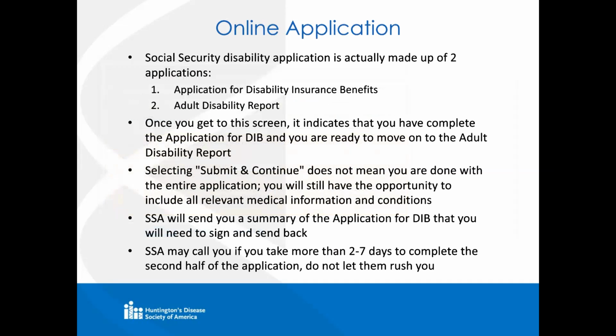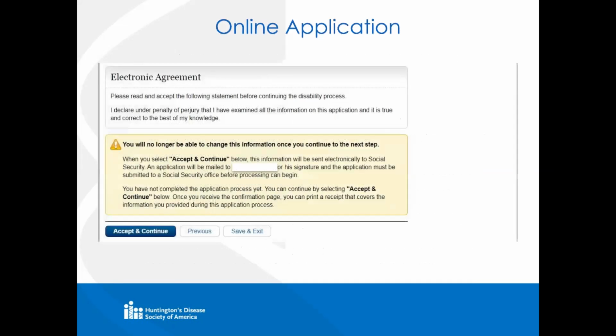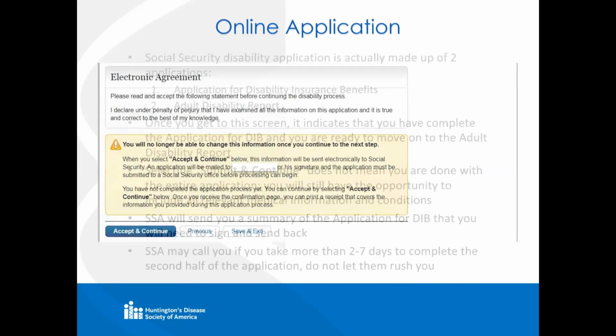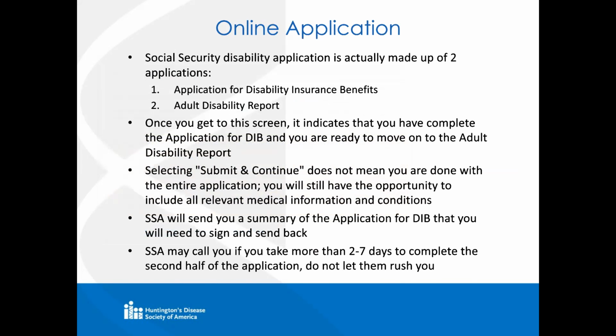But the Social Security disability application is actually made up of two separate applications: the application for disability insurance benefits, which we just went through, and the adult disability report. So once you get to this screen right here, it indicates that you have completed the application for DIB, or disability insurance benefits, and you are ready to move on to the adult disability report. Selecting Submit and Continue does not mean you are done with the entire application. You will still have the opportunity to include all relevant medical information and conditions because we haven't gotten there yet.